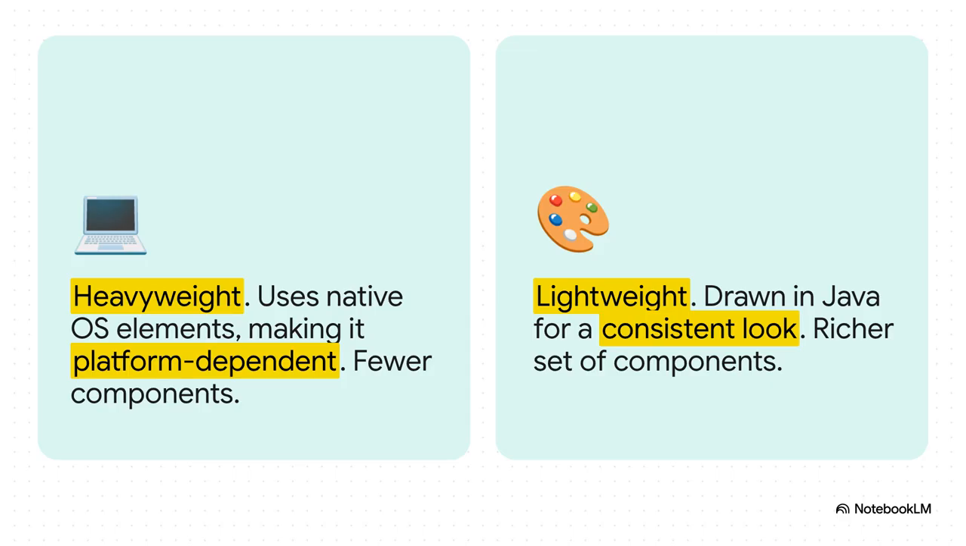AWT versus Swing, heavyweight versus lightweight. What does that even mean? Well, AWT components are called heavyweight because they rely on your computer's operating system to draw them. So a button in your Java app is actually a real Windows button or a real Mac button. The problem? They can look and act a little different on each system.